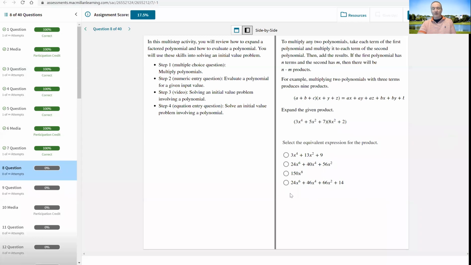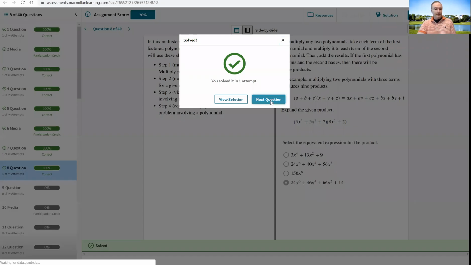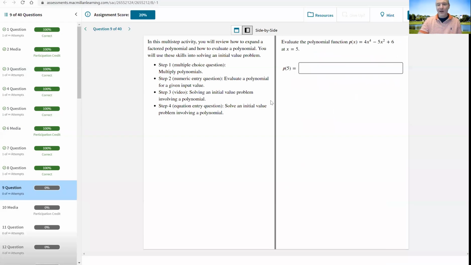And there's only one answer remotely like that. It's the last one. And so I'll check that, and it better be correct. And it is. For number 9, this one, I'm kind of not sure why this one is in here.